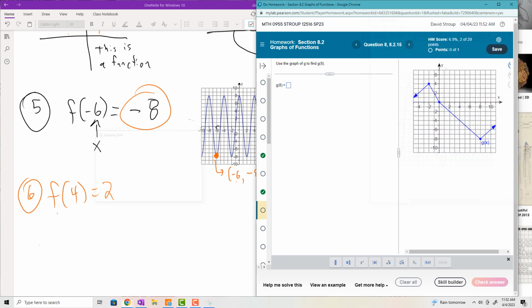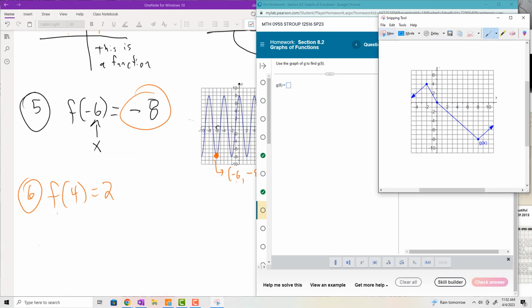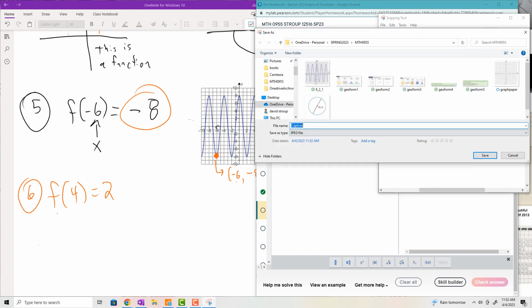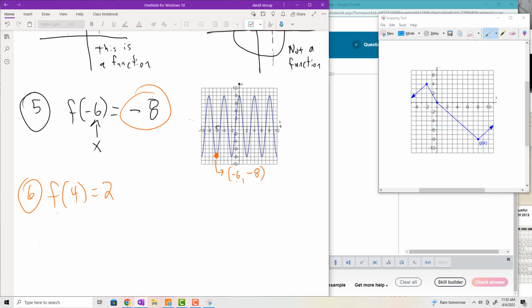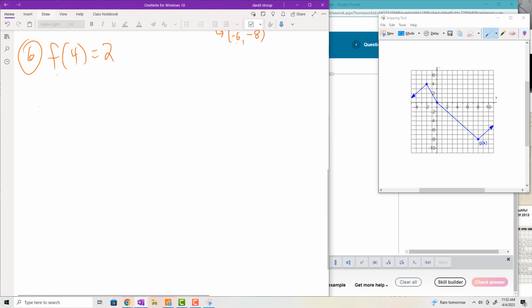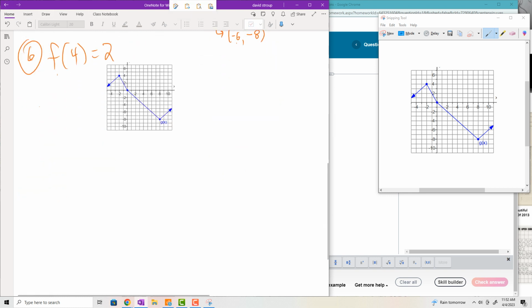Let me do this thing again. So we'll just copy and paste. Two. Seems like a lot of trouble to go through, but there we go. Well, that took a little less time.